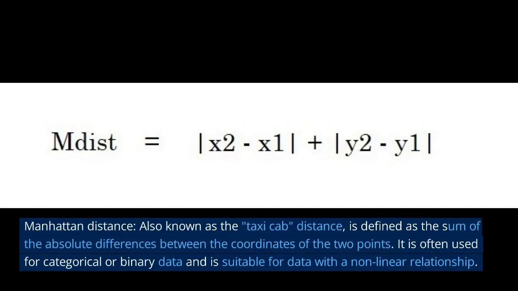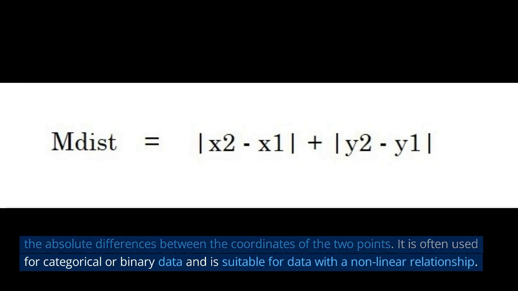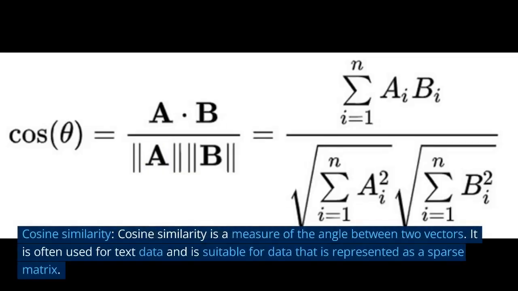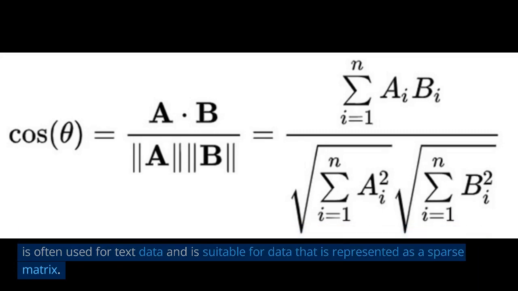Manhattan distance is also known as taxi cab distance. It is defined as the sum of the absolute differences between the coordinates of the 2 points. It is often used for categorical or binary data and is suitable for data with a non-linear relationship. Cosine similarity is a measure of the angle between 2 vectors. It is often used for text data and is suitable for data that is represented as a sparse matrix.